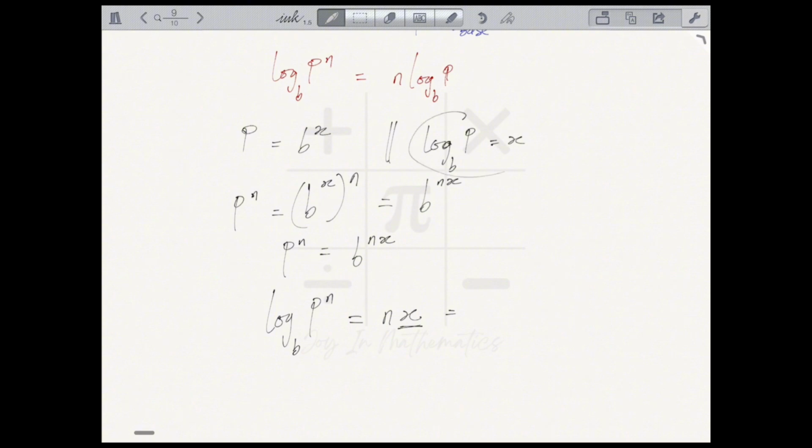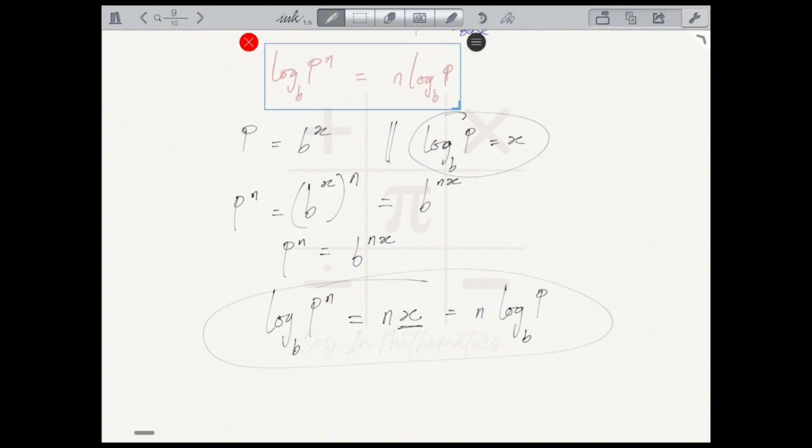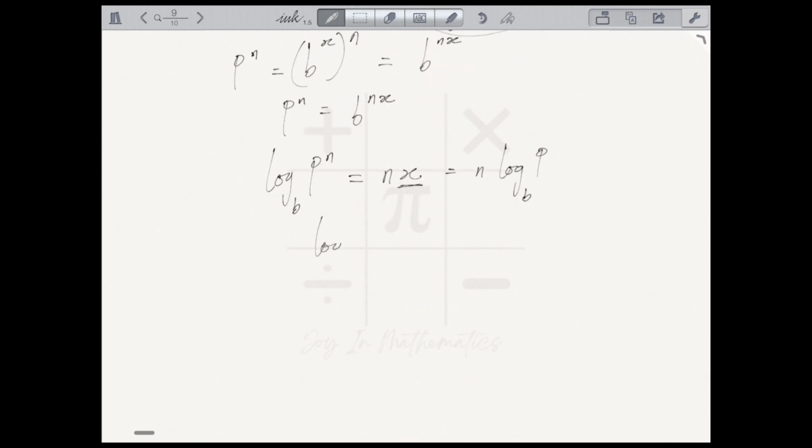Now what is x? Our x in this case is log of p to base b. So this is n log of p to base b. We can see that this relation here is similar to this relation here. So yes, it has been proved. Therefore, we can come to the final conclusion that when we have log of p raised to the power of n to base b, the result will be n log of p to base b.